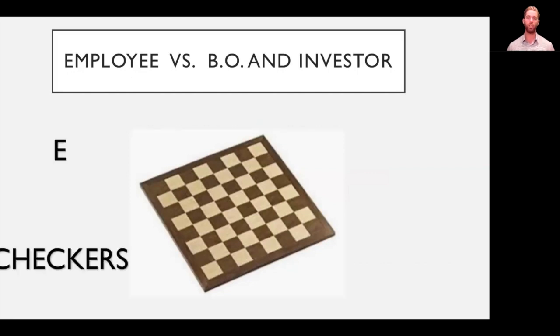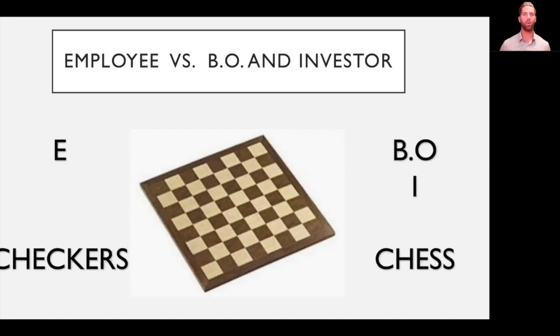Some people might say checkers, and I would say those are employees. Employees see a checkerboard, and business owners, investors see a chessboard. Now, the reason I say that is because as checkers, you got 1 to 2 moves, right? And in chess, you have multiple moves. You got a team you can work with. You have strategy. You can play defense.